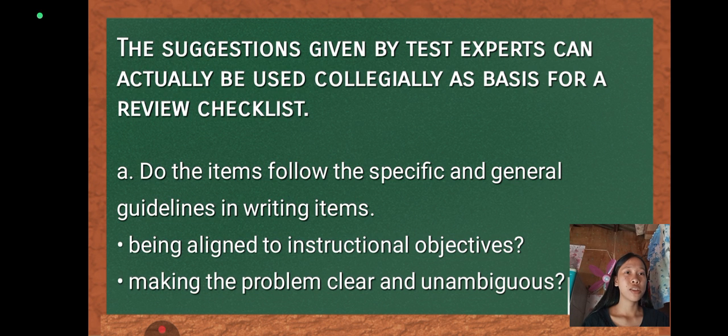The suggestions given by test experts can actually be used collegially as basis for a review checklist. Number 1, do the items follow the specific and general guidelines in writing items, such as being aligned to instructional objectives? The objectives are very important. For example, in the lesson plans, the objectives are our goal at the end of the discussion. Is the problem clear and unambiguous for students, so that they will not fail to understand it?